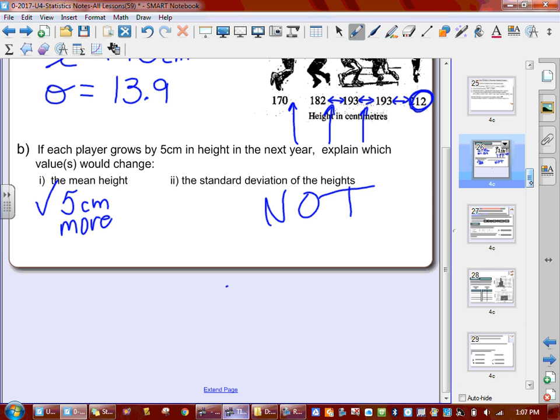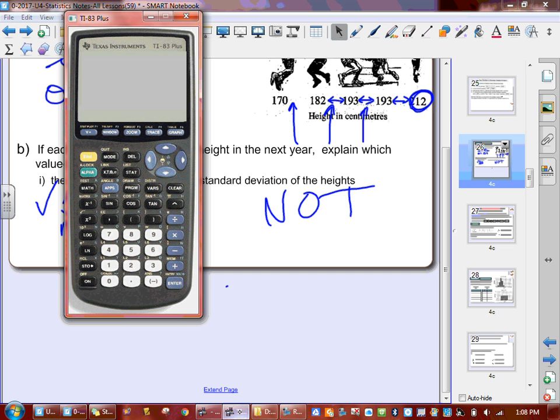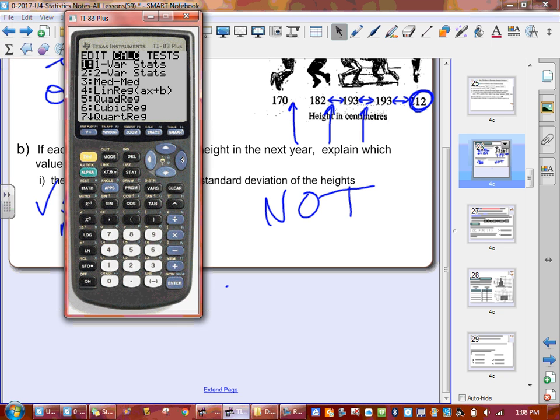Okay? Now, what if we're given 2 lists of values? Sometimes they give us 2 lists to analyze. And that's okay. If we're given 2 lists, we just have to put it into 2 lists. And we tell our calculator then that we have to analyze 2 lists. Now, if we use our calculator one more time right now, and everybody just looks at it real quick. Everybody hits stats, calc. You're going to notice number 1 is 1 variable stats, and number 2 is 2 variable stats.